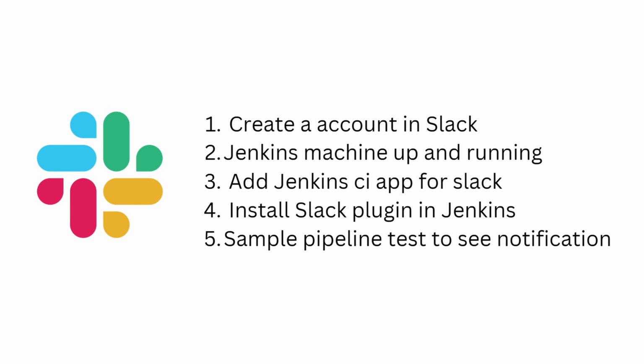Next, we are going to come to our Jenkins dashboard and install a plugin called Slack Notification plugin for Jenkins. Finally, we are going to run a sample pipeline to test whether the notifications are coming or not.